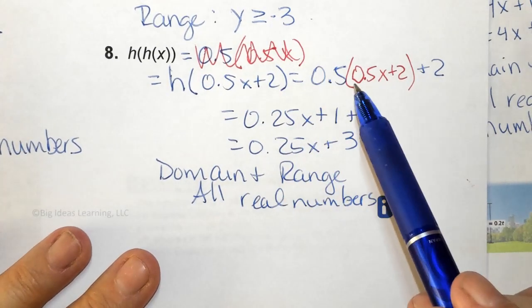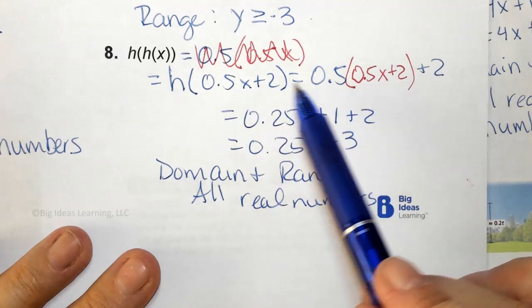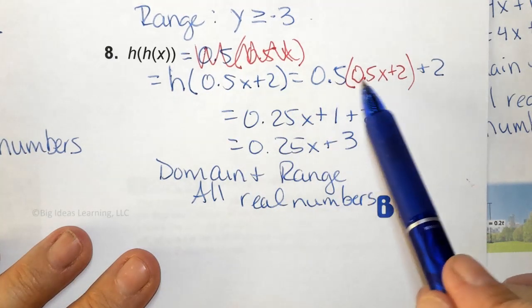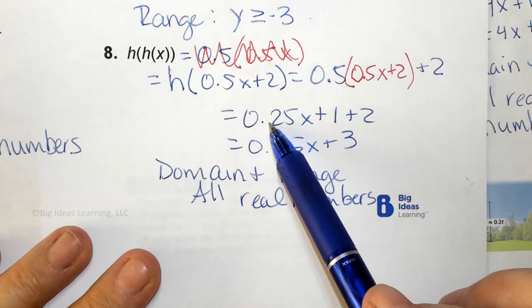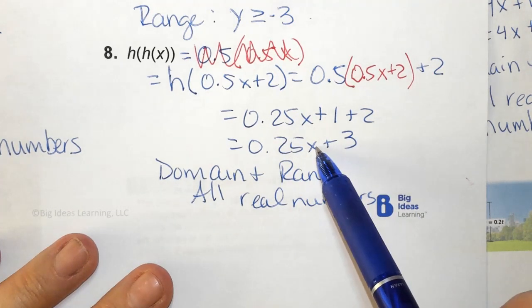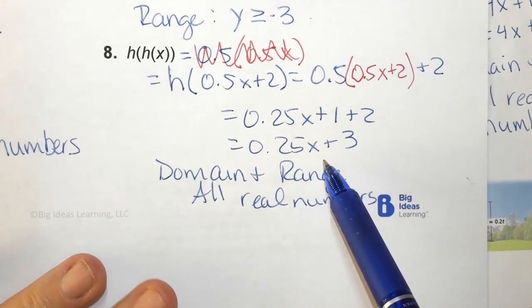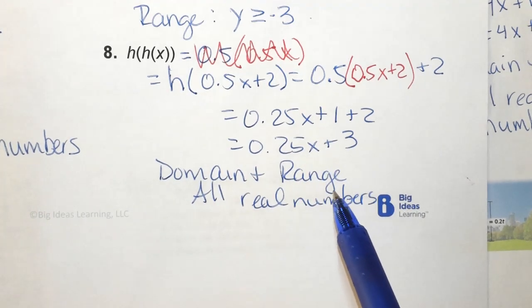All right, so we're plugging in x. We're plugging in what h of x was, and then you're just distributing. So that's where this came in. We add the 2. This is a linear function because there's no exponent. It's 1. So it's a linear function. Linear functions, domain and range is always all real numbers.